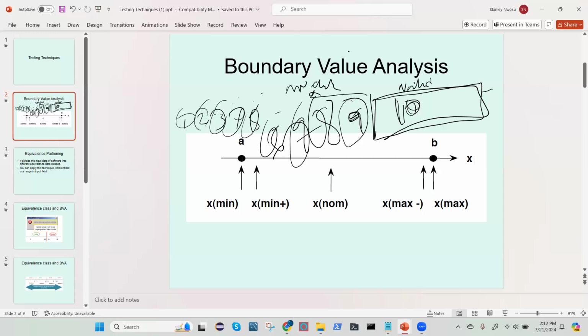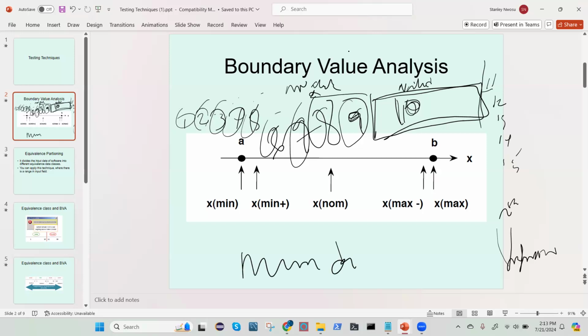And above 10, we have 11, 12, 13, 14, 15 to an endless number of them, to infinite. For you to start testing all these things would be a mundane task for us. So that's what boundary value analysis is about among the testing techniques.